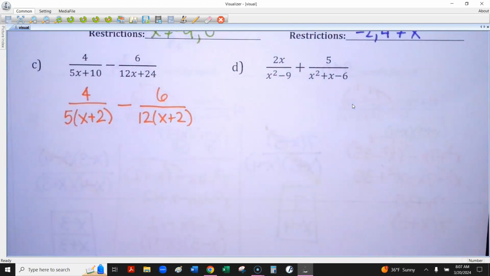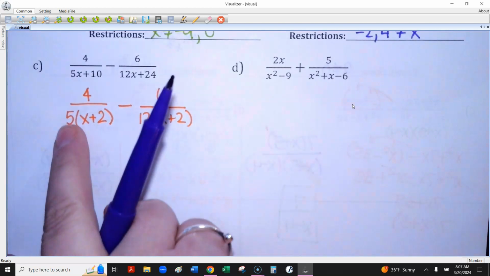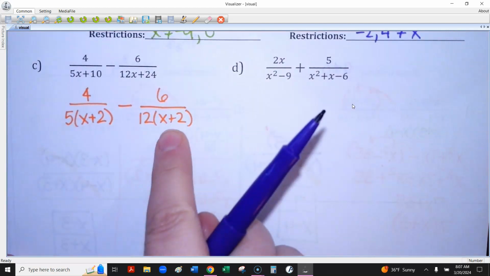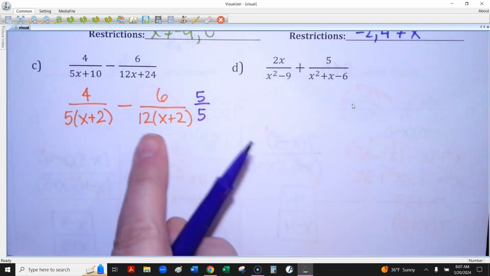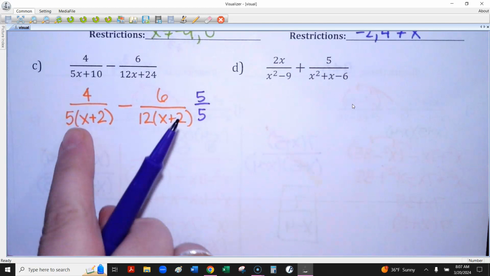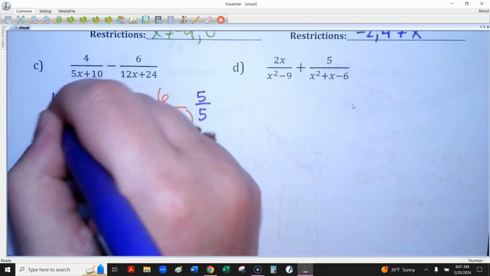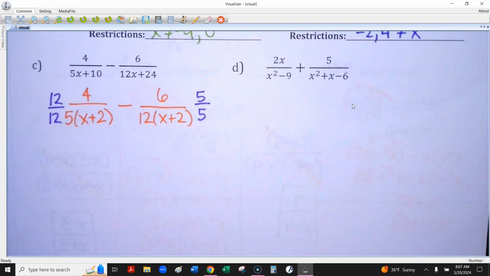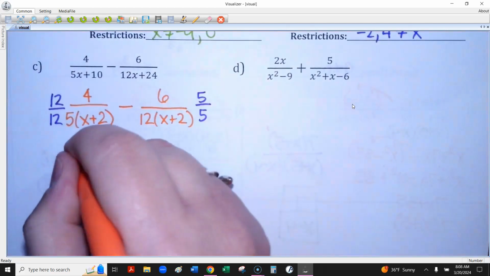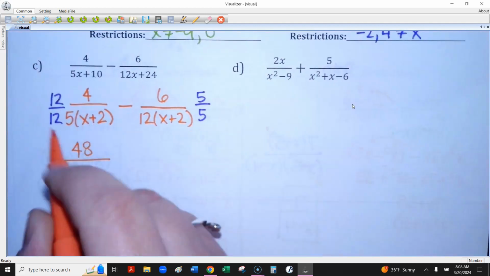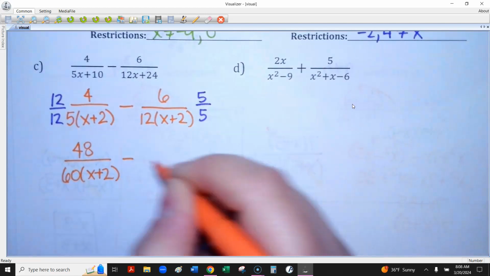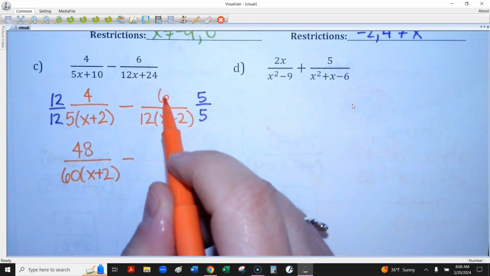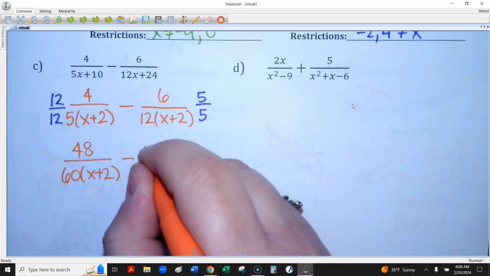But to make these match, this one has a 5 and this one does not. So I'm going to need a 5, top and bottom. This one has a 12, this one does not. So I'm going to need a 12, top and bottom here. Now, when I do this, I'm literally just going to multiply. So 12 times 4 is 48 on the top, and 12 times 5 is 60. Go ahead and leave this in factored form. For this fraction, 6 times 5 is 30. That would go on the top.